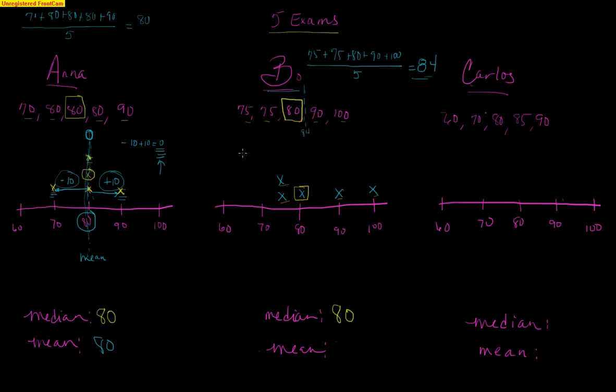And on our dot plot, 84 would be right here. We're not going to write it as an X because it's not actually a test score, but we're going to mark it here. This is our mean line right here, mean. And it's an 84.